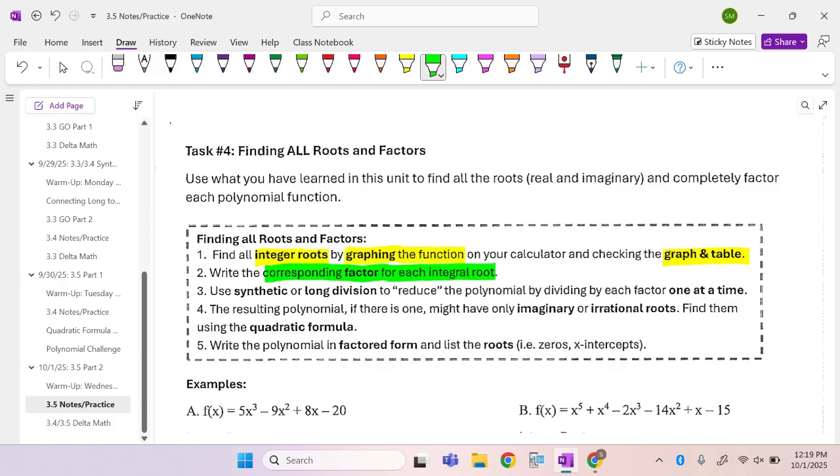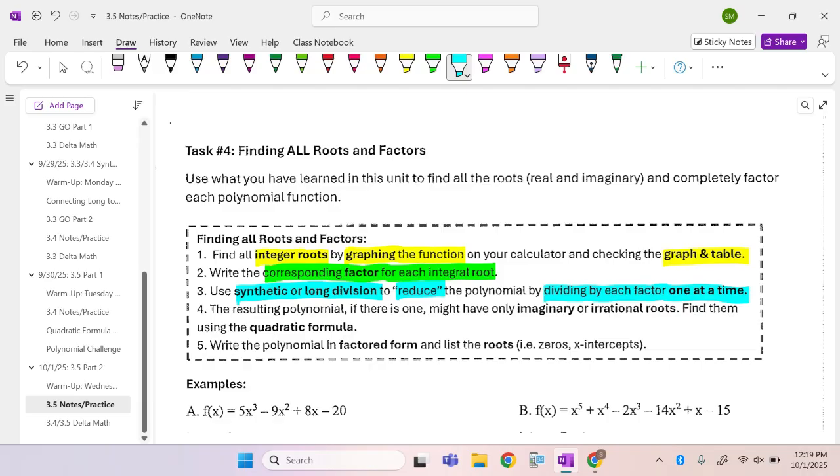I don't know why it says integral. It should say integer. Then, once we get all of our integer roots, we use them to do either synthetic or long division to reduce the polynomial by dividing by each factor one time. So in other words, the goal is to get our original down to a quadratic. All right. So if it's a cubic function, we'll have to do the division once because there would be hopefully at least one real root. If it is a quartic, meaning 3 or 4, we'd have to do it at least twice. So we're hoping there's at least 2 real roots to get it down to a quadratic.